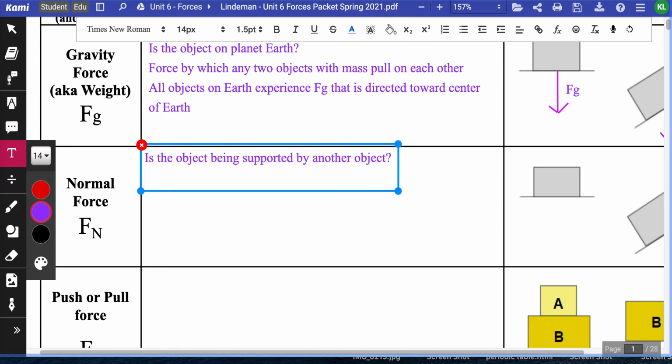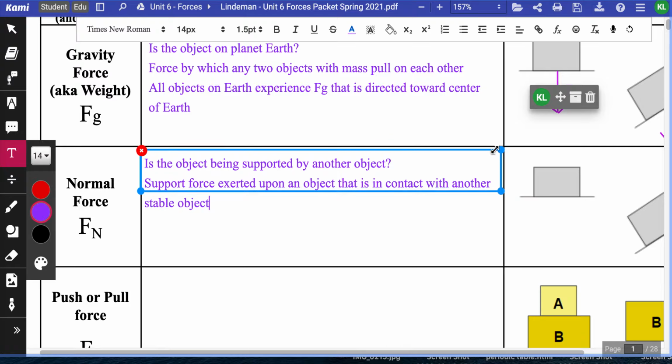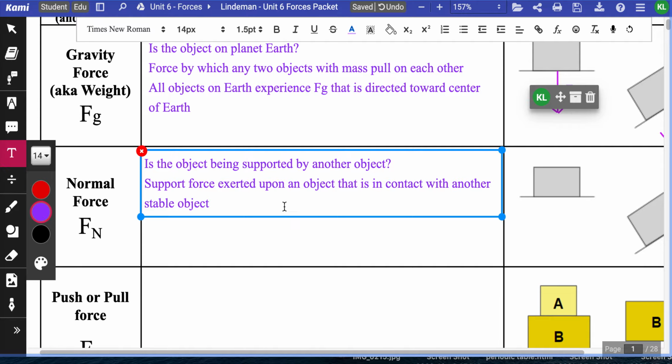So this is a support force exerted upon an object that is in contact with another stable object. And this is tricky because this is one of those invisible forces.